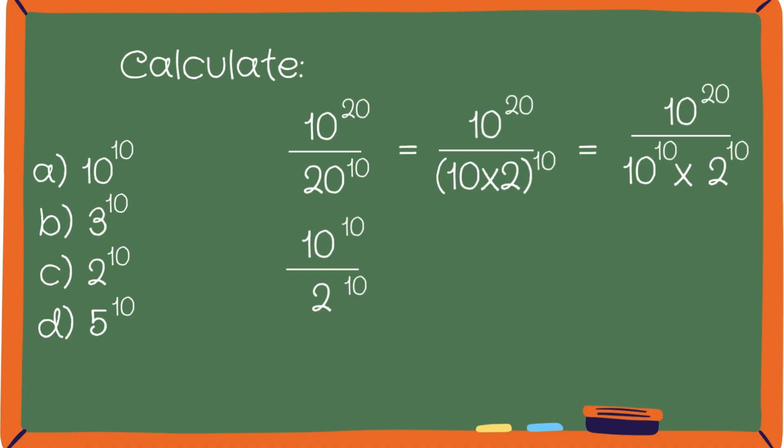Writing it this way is the same as writing 10 divided by 2, both raised to the power of 10, because the exponent applies to each term in the division. Look, 10 to the 10th divided by 2 to the 10th. Perfect. If we simplify the expression, look, what is 10 divided by 2? It's 5. So, you can say that this will be equal to 5 raised to the power of 10, which is exactly answer choice D.